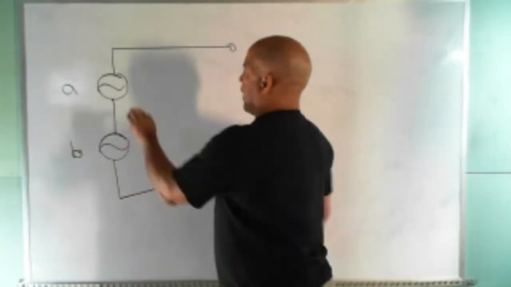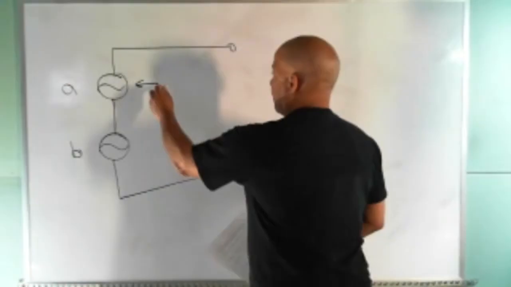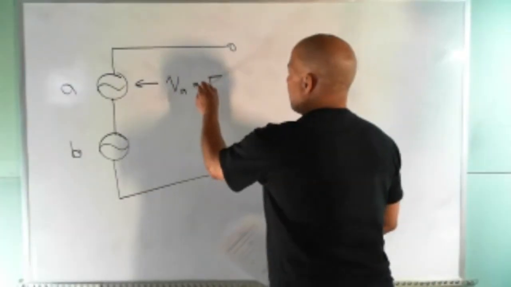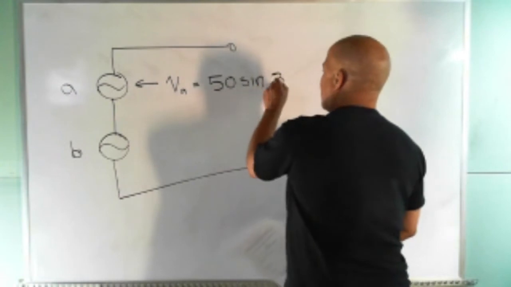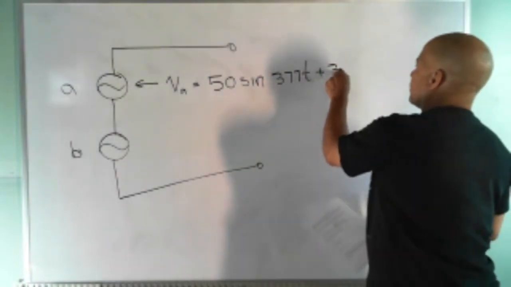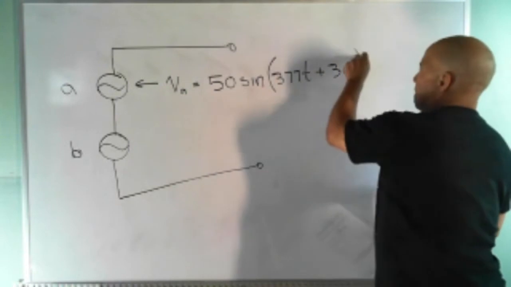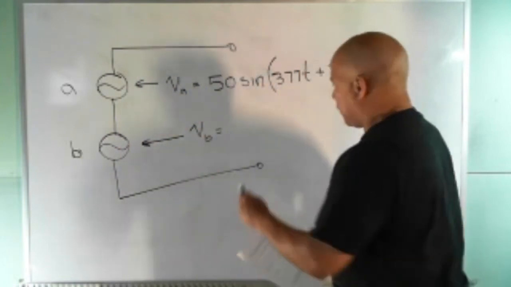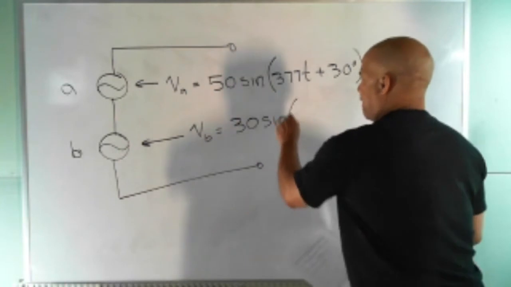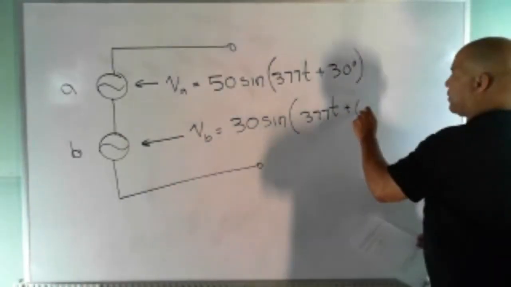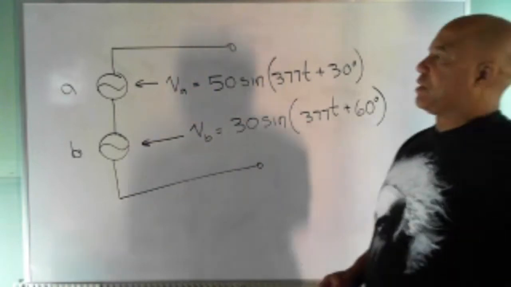And then they give you this voltage right here. They say that voltage is given by the function VA equals 50 sine 377t plus 30 degrees. And they give you this voltage, VB, is 30 sine 377t plus 60 degrees. And what they want you to do is apply KVL.